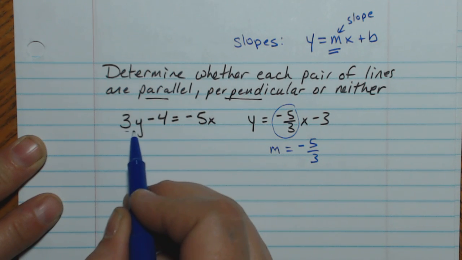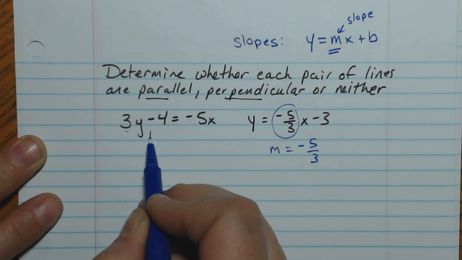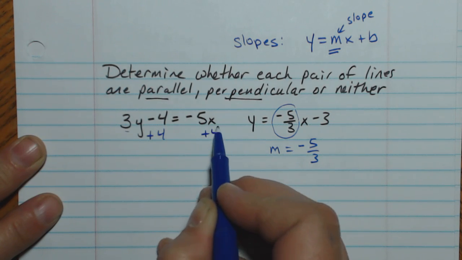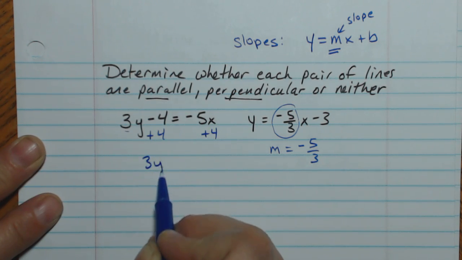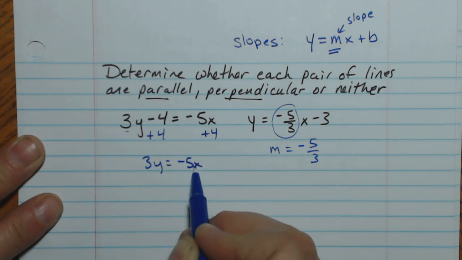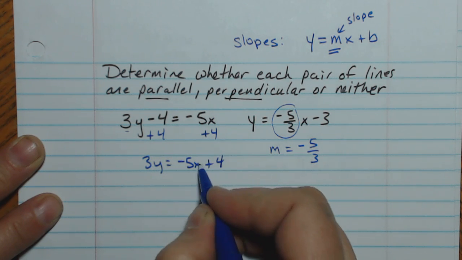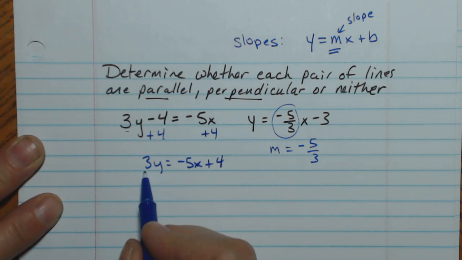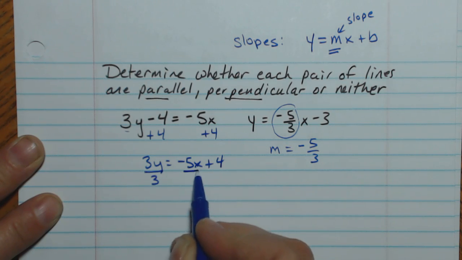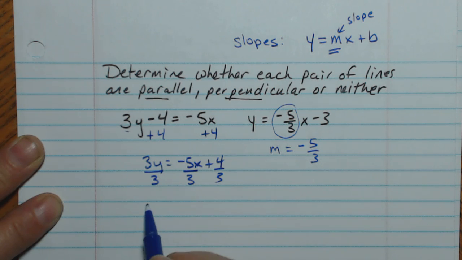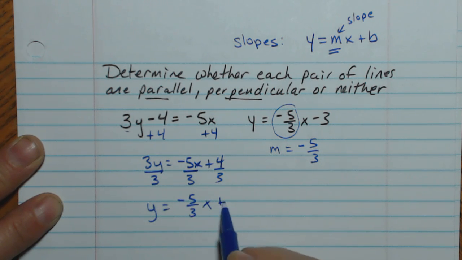So I have the y term here. I want to get rid of this constant by adding 4 to both sides. Now I have 3y equals negative 5x plus 4. And then I need y by itself, so I'm going to divide by that coefficient of 3. And I'll get y equals negative 5/3 x plus 4/3. So my slope for this line is that coefficient of x, negative 5/3.